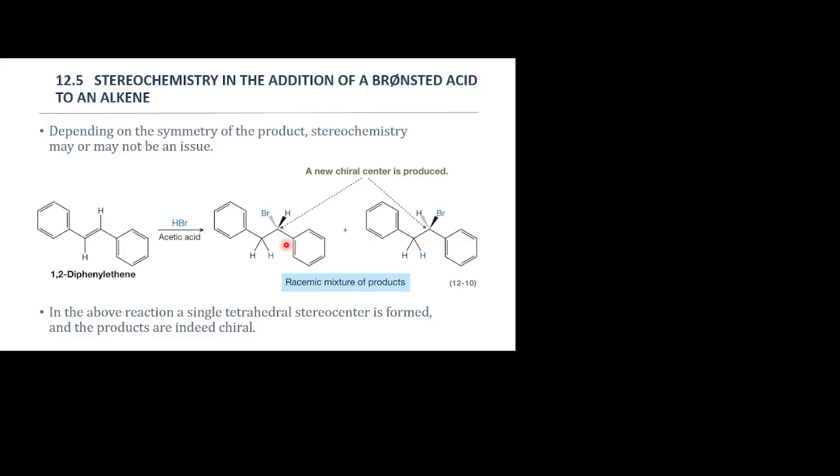Okay. So right here we have the diphenyl ethene, and this is going to have a single tetrahedral stereocenter. It's going to be formed, and the products are going to be chiral, in fact, because we can add from the top or bottom, and because we're going to have 4 different things around this center here, this is going to generate a chiral center, isn't it? Okay. And so how many things do you need around a center again? 4. Yeah. If you have 4 different things around a center, you very likely are going to generate a chiral center, right? You have to have very, very unique circumstances not to.